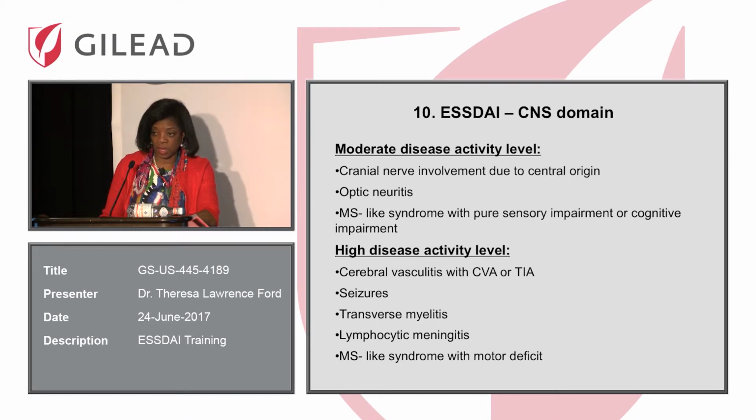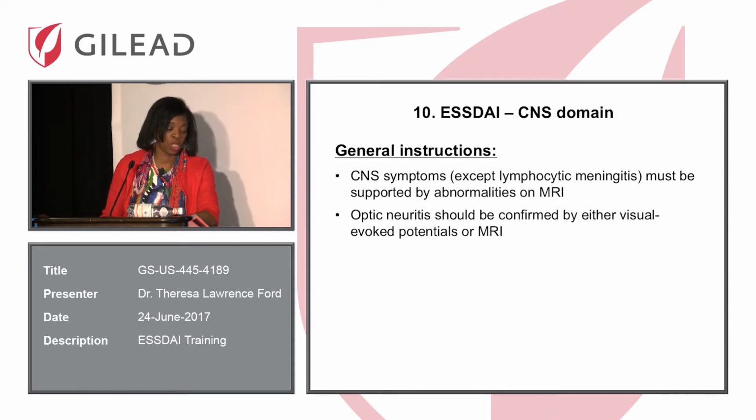So if there is expected CNS symptoms, except for lymphocytic meningitis, it should be supported by abnormalities on MRI. And optic neuritis should be confirmed by either visual evoked potentials or an MRI.